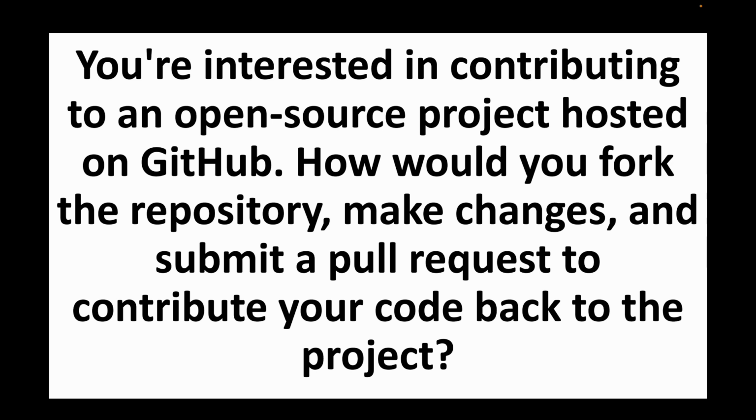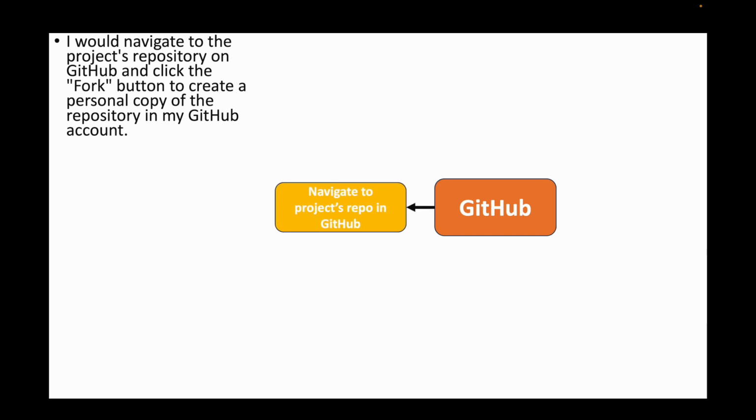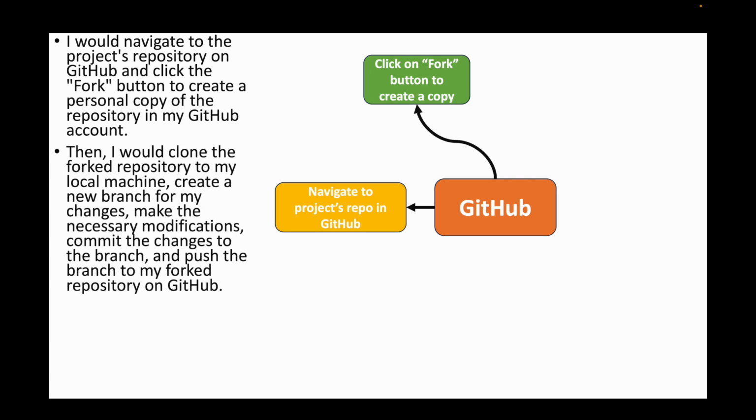The next question we have is, you're interested in contributing to an open source project hosted on GitHub. How would you fork the repository, make changes, and submit a pull request to contribute your code back to the project? So for this, we can navigate to the project's repository on GitHub, and we have an option called fork that we can click on.